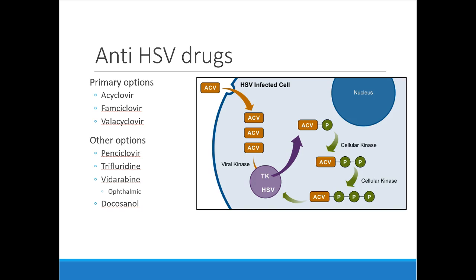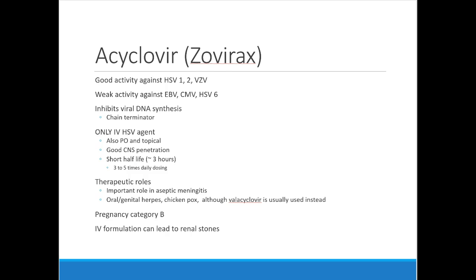Anti-HSV drugs, there's really one drug we're most concerned about, and that's Acyclovir. Valacyclovir is just an orally available form of Acyclovir that absorbs a little bit better. So basically, these two drugs are the same. There's some other options like famciclovir and docosanol, which we'll talk about very briefly here, but let's talk about Acyclovir.